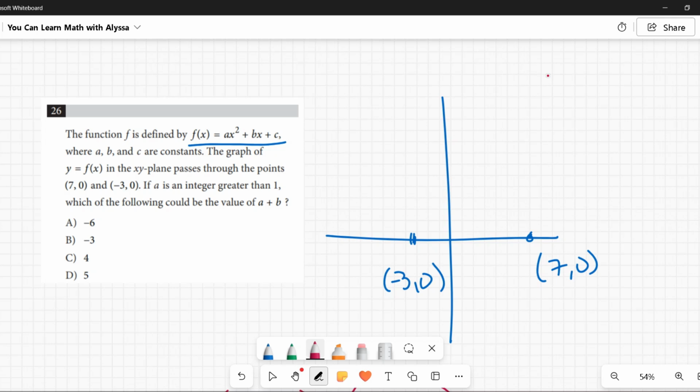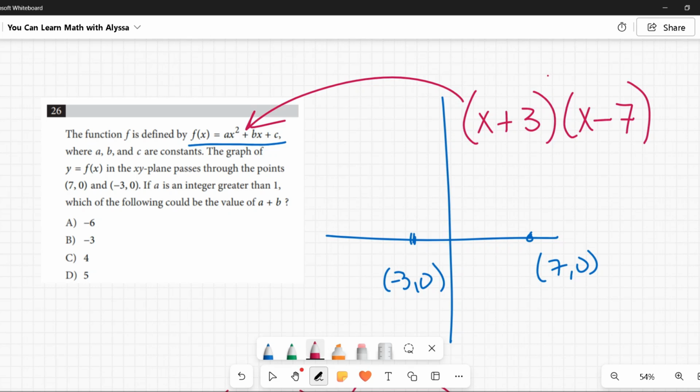Well, it was the opposite, remember, because if x was 2, it was x minus 2. 3, it was x minus 3. So I know that this parabola, if it was factored, could be x plus 3 times x minus 7. Now, I want to get this into a form of ax squared plus bx plus c. So I'm going to distribute it.